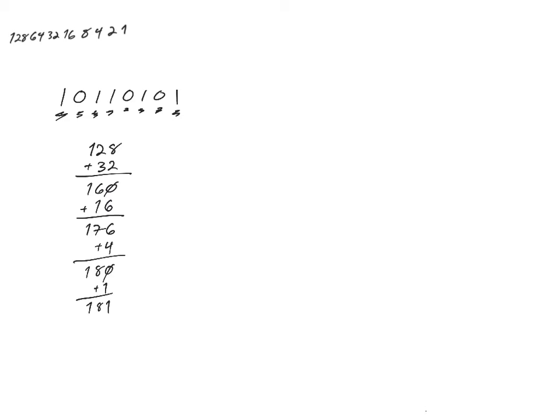When we're converting from decimal to binary, on the other hand, there are 2 ways to do it. There is a slow but easy way and a fast but hard way. I'll show you the slow, easy way first.